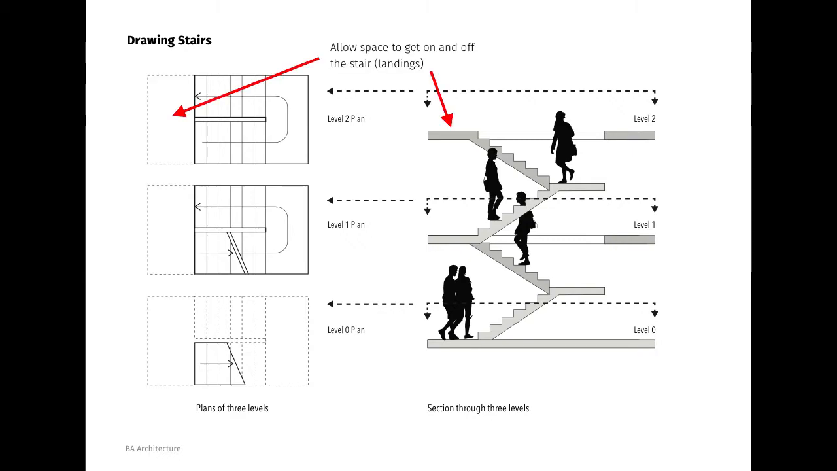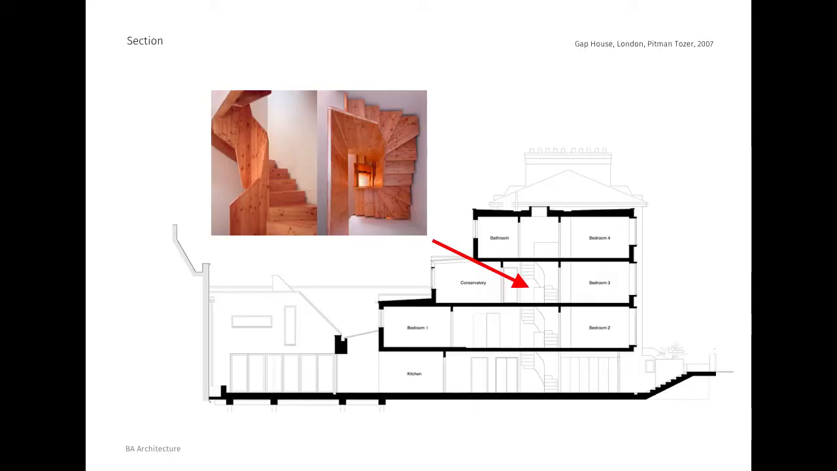And don't forget to allow space to get on and off the stairs as well, landing. So don't put walls right at the end of stairs, or people won't be able to get off the stairs, or doors for that matter. You're always going to have landing. Okay, so don't forget to put the landings. Allow space for landing. So here's some examples of some plan drawings of buildings.